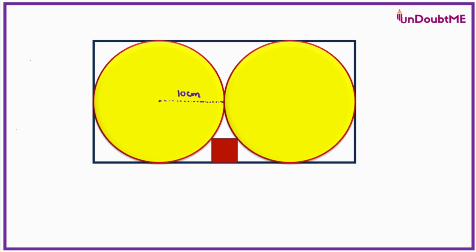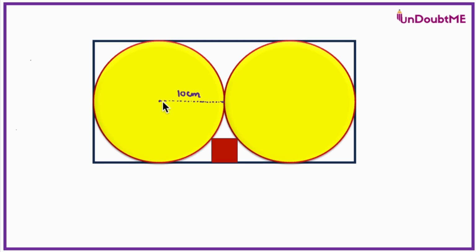So in this video we are going to find the area of the red square. As you can see in the figure, we have two circles, both of radius 10 centimeters, and we need to find the area of that red square. We need to use some construction, and let us see how we can do it.